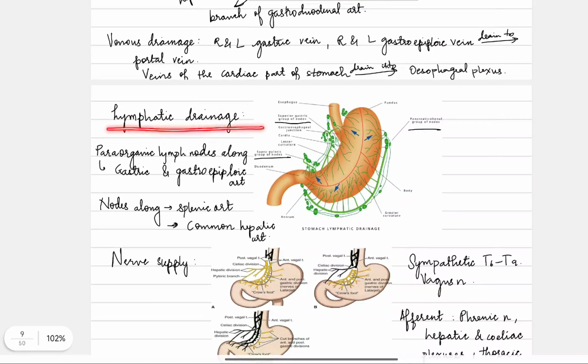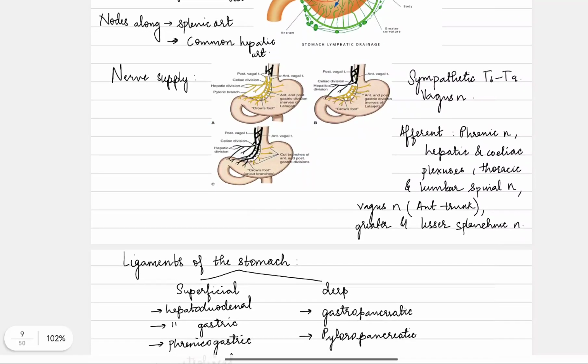Now we will see the lymphatic drainage. In the lymphatic drainage, there are paraorganic lymph nodes along the gastric and gastroepiploic arteries. Nodes along the splenic artery and common hepatic artery are present. Drainage to other organs such as the spleen and liver, in the hilus of these organs, celiac lymph nodes are also present.